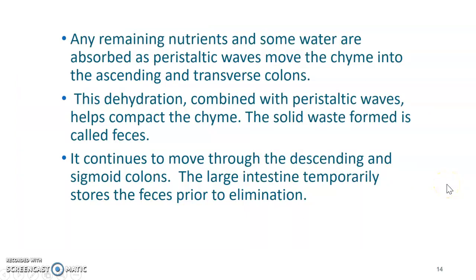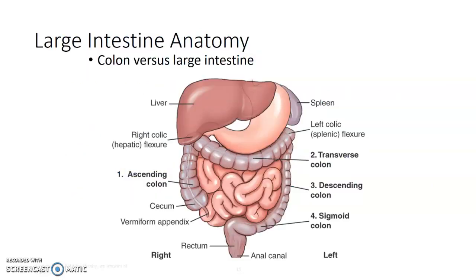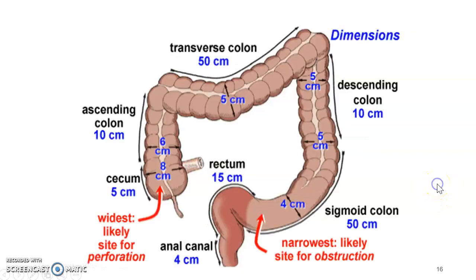Basic functions here for large intestine. Okay. Anatomy. We're taking this back. Parts of your large intestine here, this area, this cecum part here, is the widest. It's the likely site for perforation. And then over here, past the sigmoid colon, entering into the rectum, narrowest. This is your most likely site for obstruction.